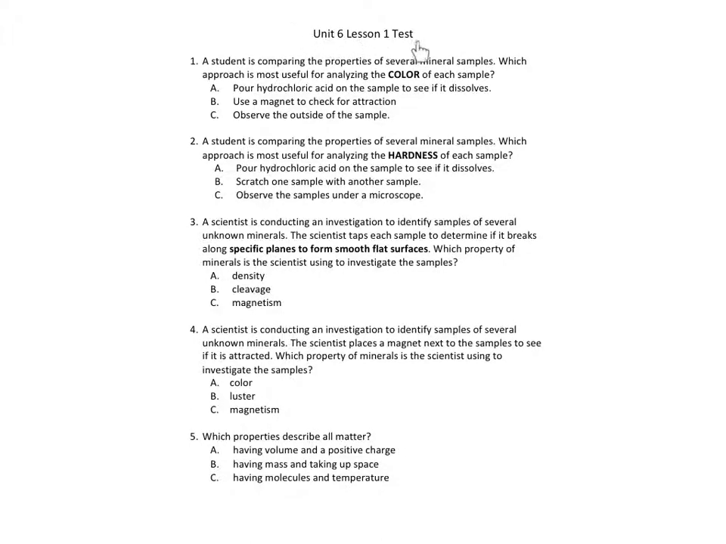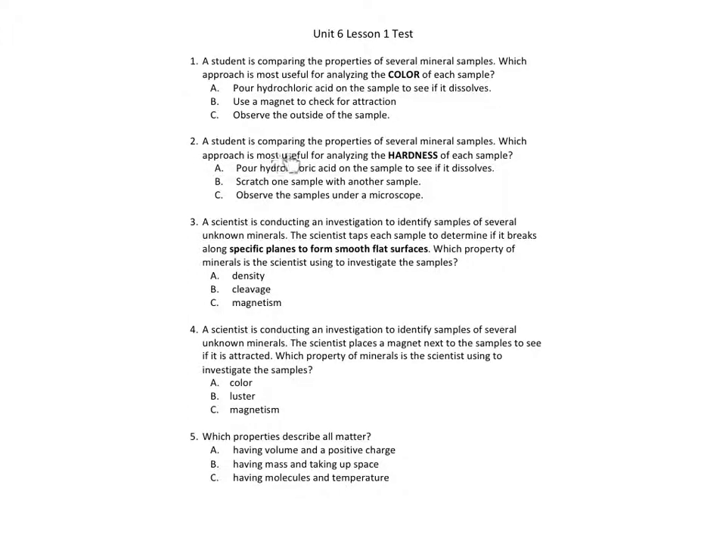Unit 6, Lesson 1 test. Number 1. A student is comparing the properties of several mineral samples. Which approach is the most useful for analyzing the color of each sample? A. Pour hydrochloric acid on the sample to see if it dissolves. B. Use a magnet to check for attraction. C. Observe the outside of the sample.